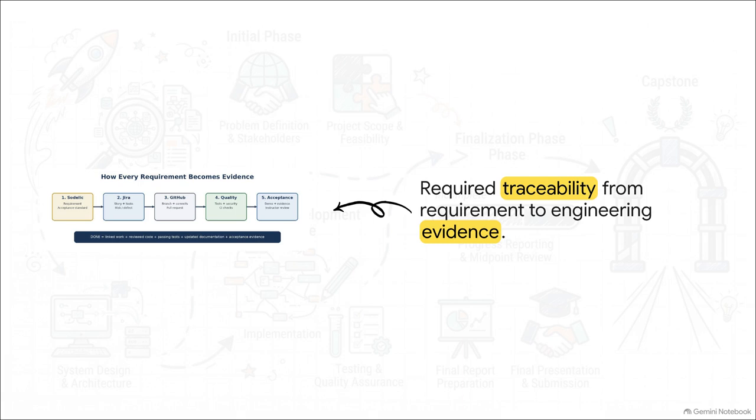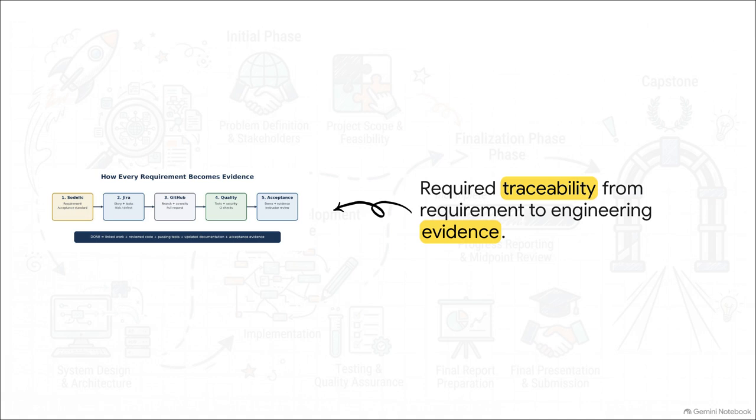Professional evidence is a required part of your final product. You aren't graded just on whether an endpoint magically works on your local machine. You literally have to prove how the work moved from a requirement to a planned task, to reviewed code, to a tested behavior, and finally to acceptance.